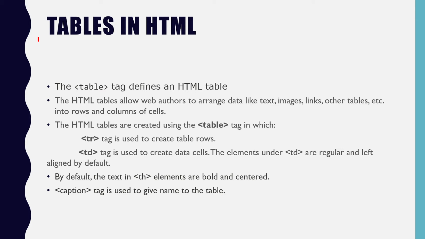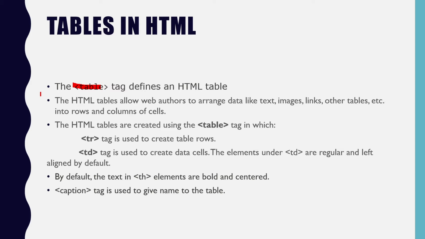Tables in HTML is nothing but just a collection of rows and columns. So a collection of rows and columns makes the table. For preparing a table in HTML, we use the table tag. HTML allows authors to arrange many kinds of data like text, images, links, and other tables in rows and columns. You can also arrange things like your subject, timing, homework, your class timetable, your studying timetable with the help of HTML tables.